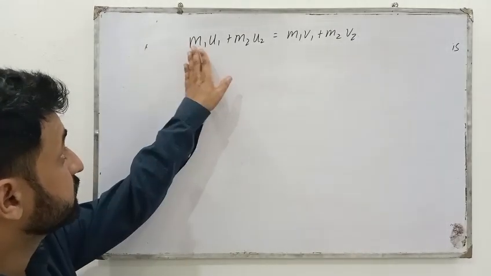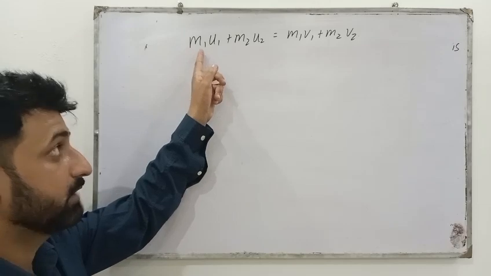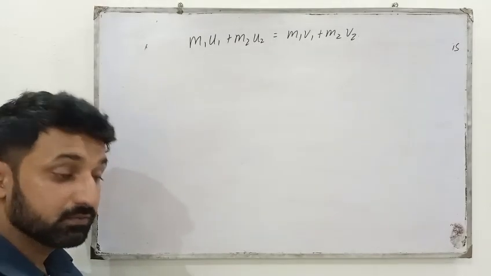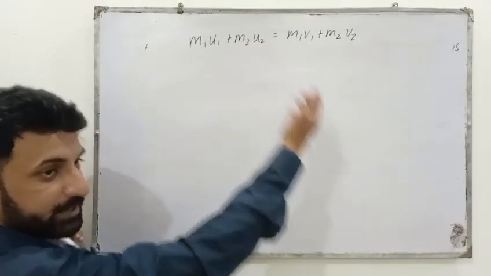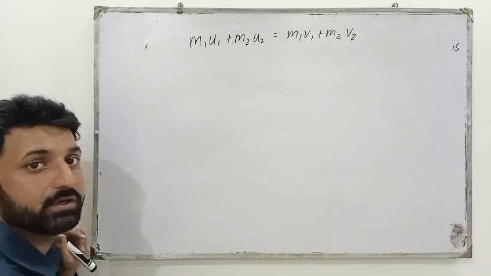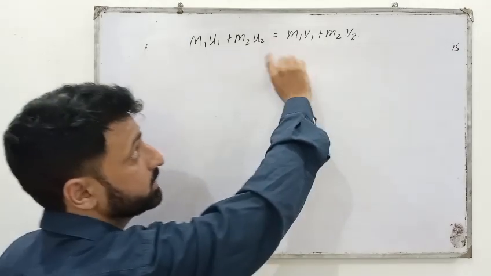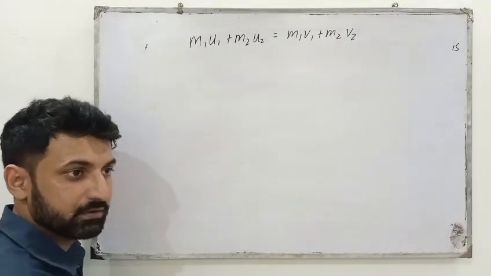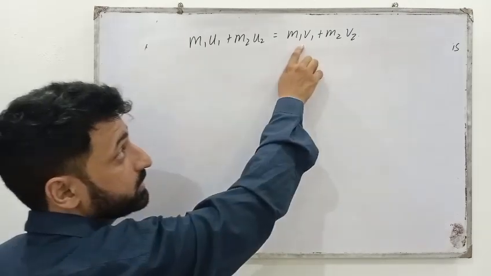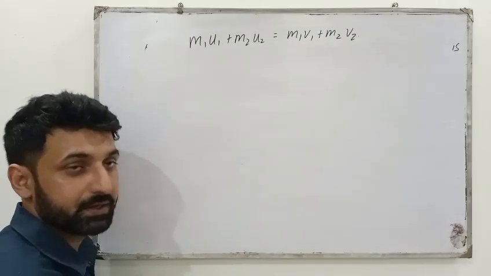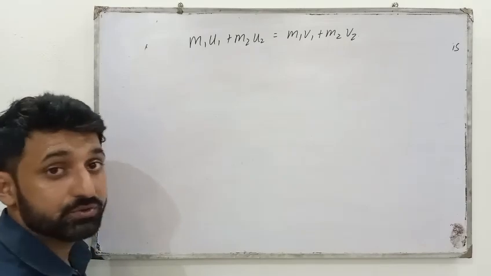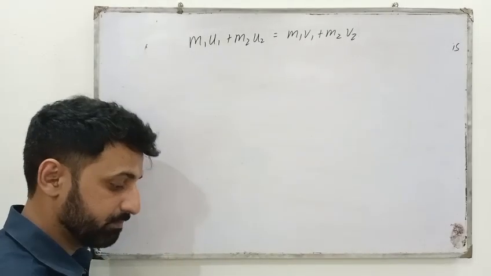So what are these quantities? m1 is the mass of the first object, u1 is the velocity before the impact for m1, m2 is the second object and u2 is the velocity of the object before the impact for m2. Likewise on the other side, m1 is the mass after the impact. Mass would be same. The velocity v1 is the velocity after the impact, plus m2, that is also mass, and v2 is the velocity after the impact.